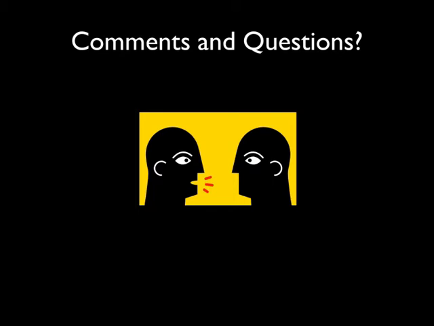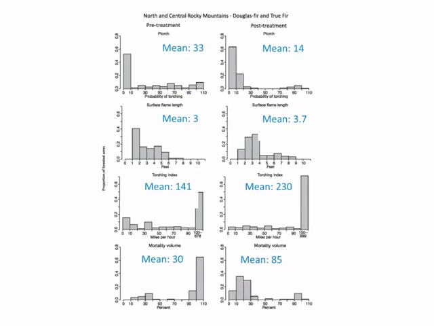The averages are the mean, so that's looking at the population of plots in the northern Central Rocky Mountain Douglas fir and true fir forests. Looking at that population, if we did the best treatment on each of those plots, we moved the predicted mortality volume percent if a fire came through from 30%.